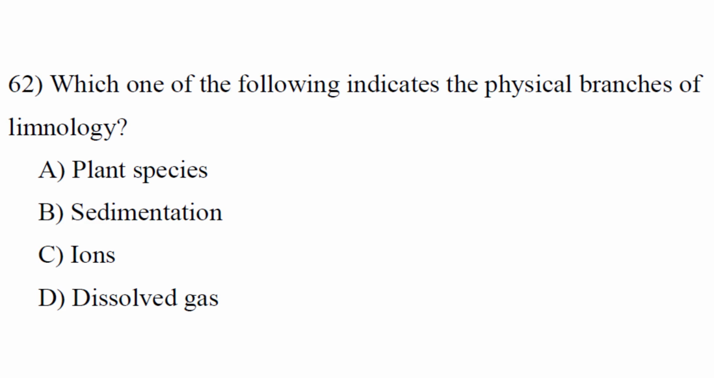62. Which one of the following indicates the physical branches of limnology? A. Plant species. B. Sedimentation. C. Ions. D. Dissolved gas. Answer: B. Sedimentation.